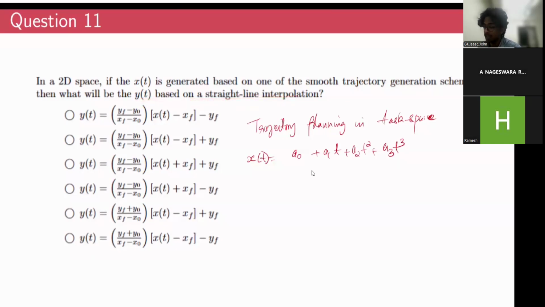So you basically know the straight line equation is y minus y0 equals (y2 minus y1) by (x2 minus x1) multiplied by (x minus x0). Or in this given instance, I'll bring this y0 to the other side: plus y0.